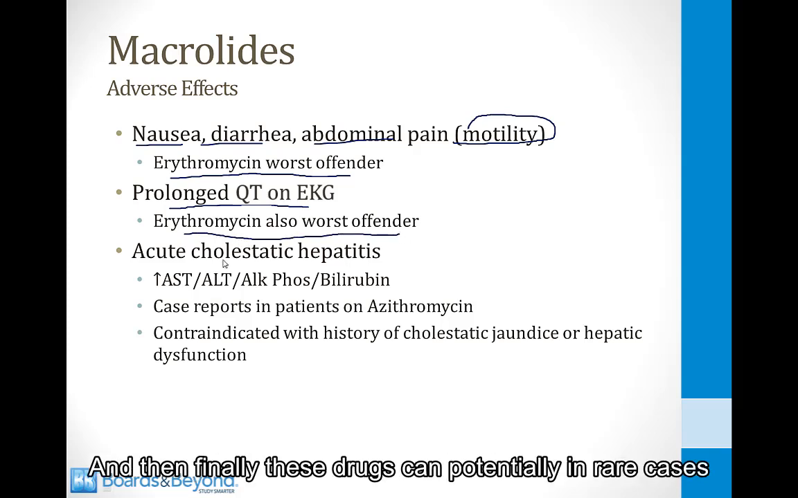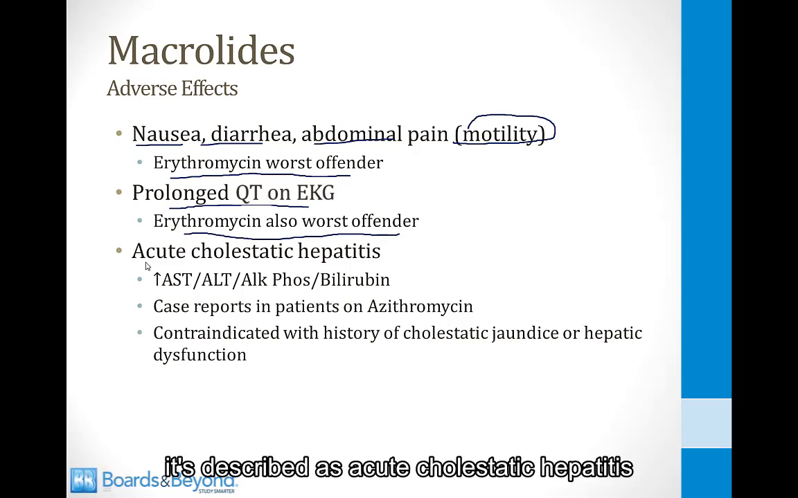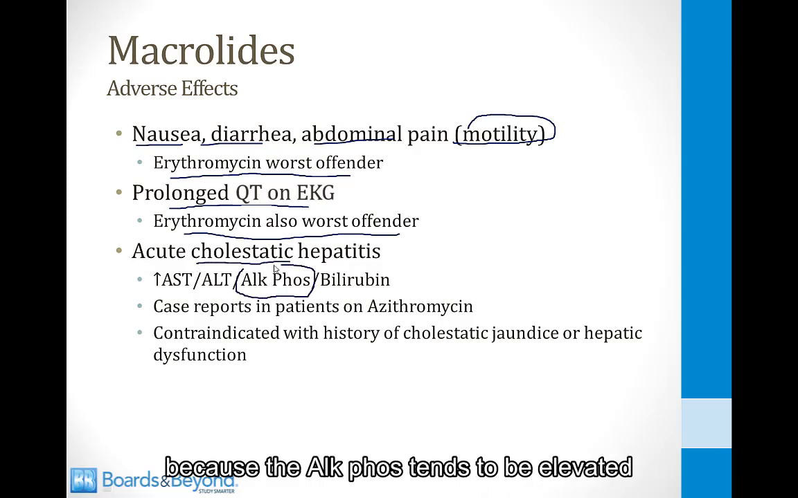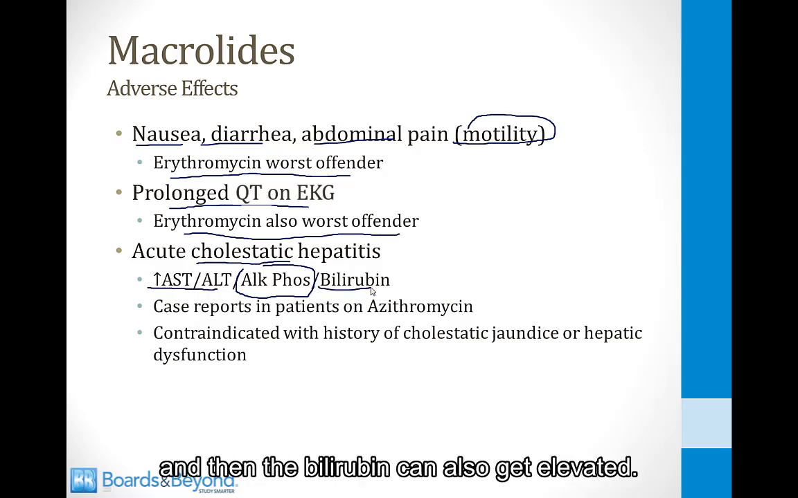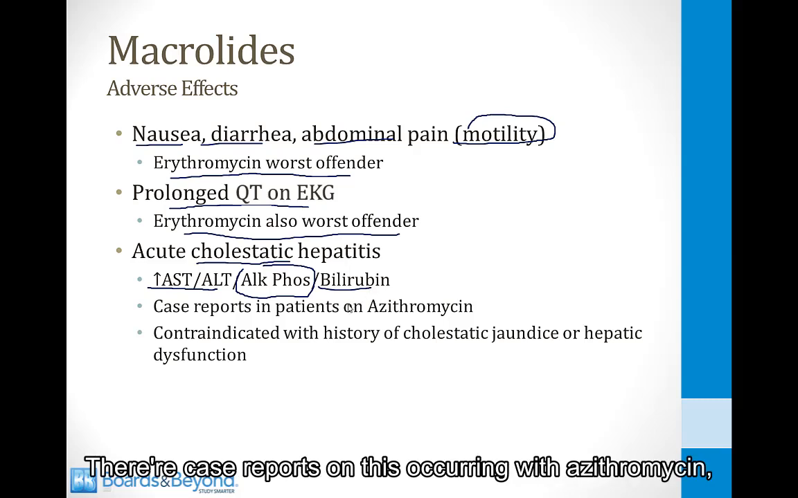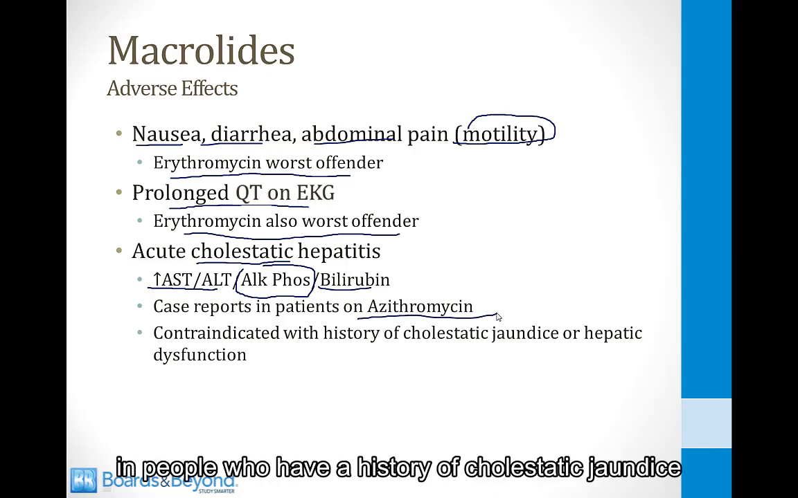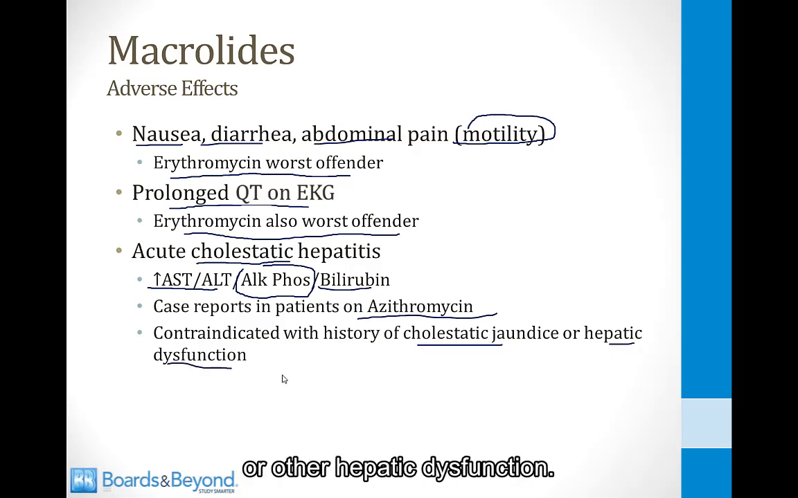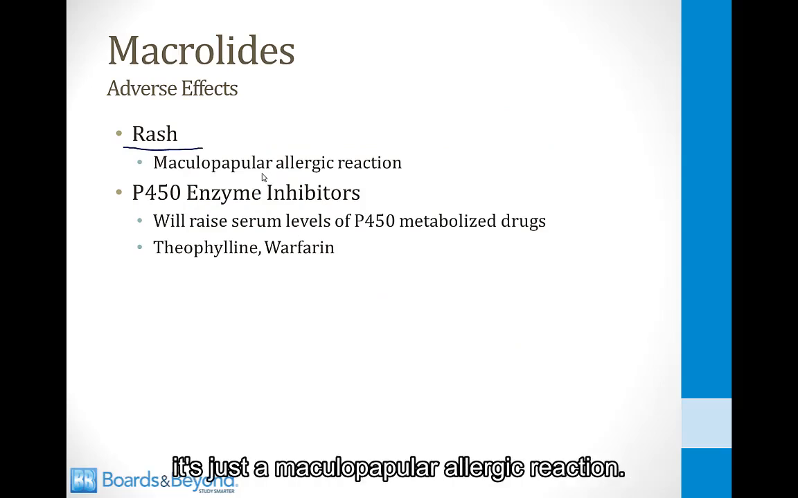And then finally, these drugs can potentially, in rare cases, cause acute hepatitis. It's described as acute cholestatic hepatitis because the alk phos tends to be elevated out of proportion to the AST and ALT, and then the bilirubin can also get elevated. There are case reports on this occurring with azithromycin, and for this reason, these drugs are contraindicated in people who have a history of cholestatic jaundice or other hepatic dysfunction. Some patients who take macrolides can get a rash. It's just a maculopapular allergic reaction.